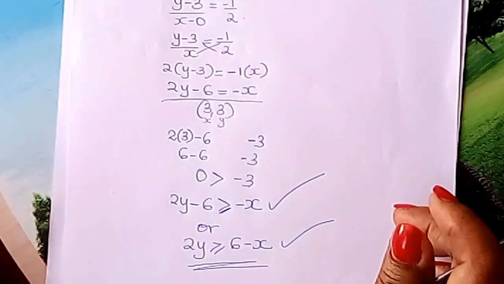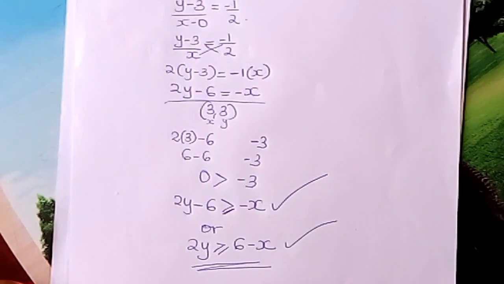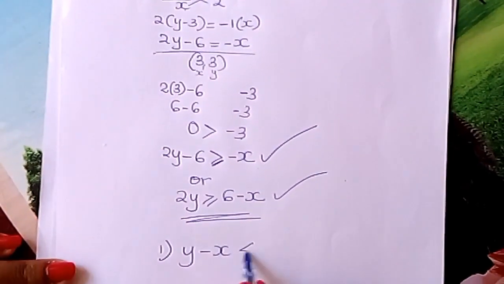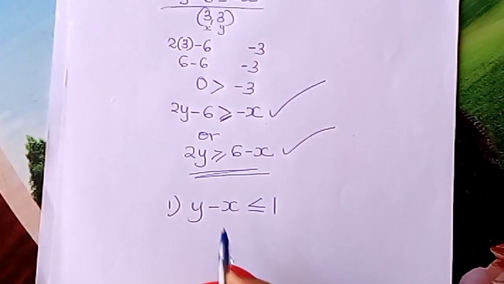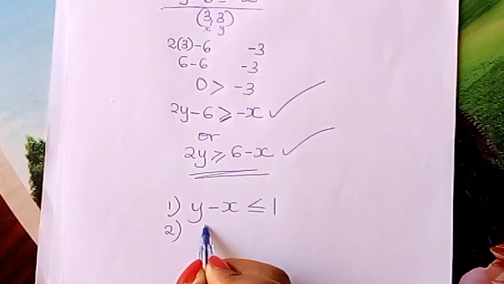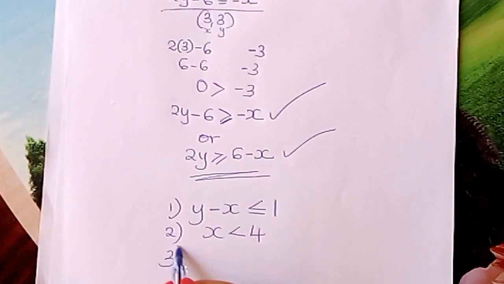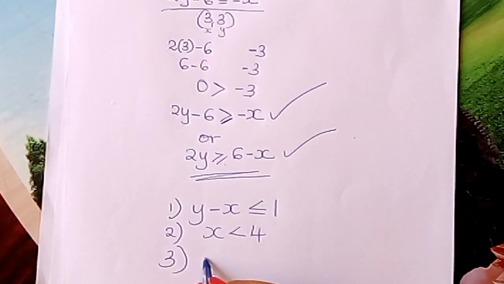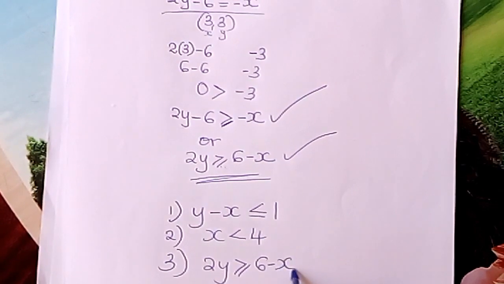Otherwise, learner, our 3 inequalities therefore are what? 1, y minus x is less than or equal to 1. And 2, the second inequality is x is less than 4. And the third inequality, learner, is this one, 2y greater than or equal to 6 minus x.